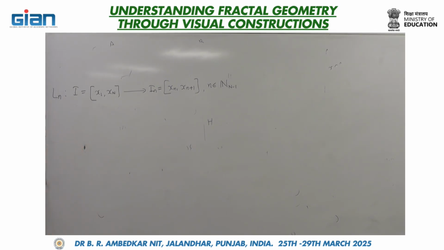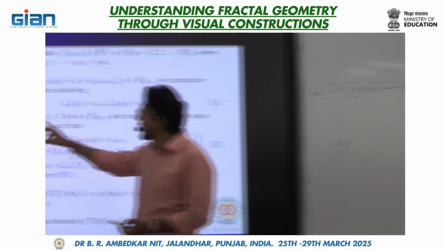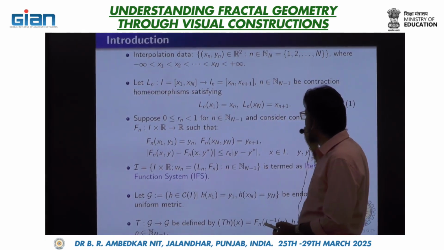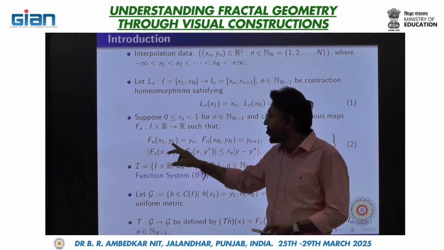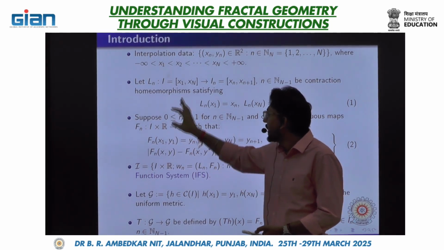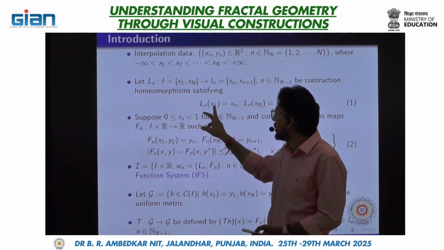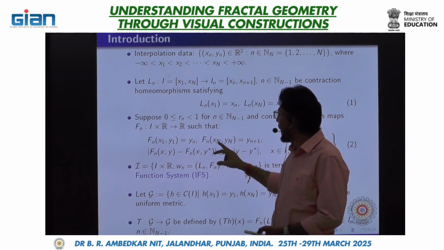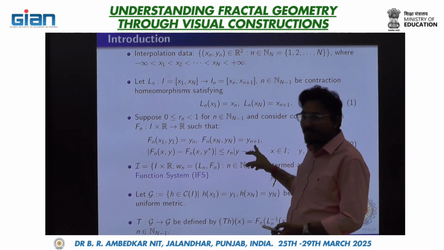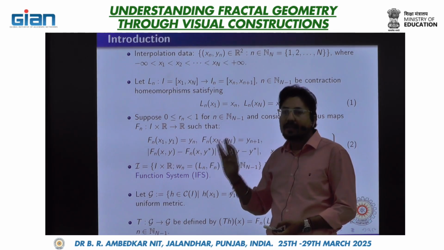Okay, and it is satisfying two conditions, meaning ln maps the first point x1 to xn and maps the end point xn to xn plus 1. Then I take 0 less than or equal to rn less than 1 and consider continuous maps fn satisfying two properties. fn of x1 comma y1 is y1, and fn of xn comma yn is yn plus 1, and fn is a contraction in the second argument.